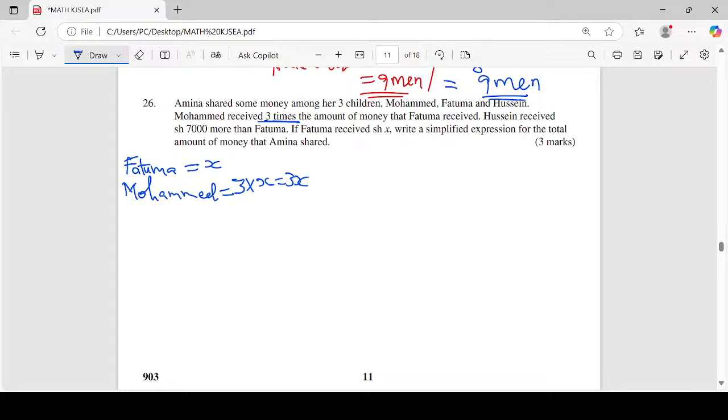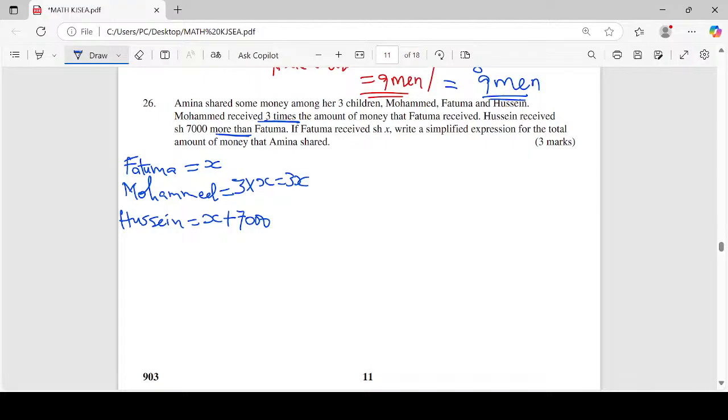Hussein received 7,000 more than Fatuma. Learners, these are the key things you need to consider. If Fatuma received X, then Hussein received 7,000 more. Then it means the expression for Hussein is X plus the 7,000 that is exceeding with. So those are the expressions for the three children.